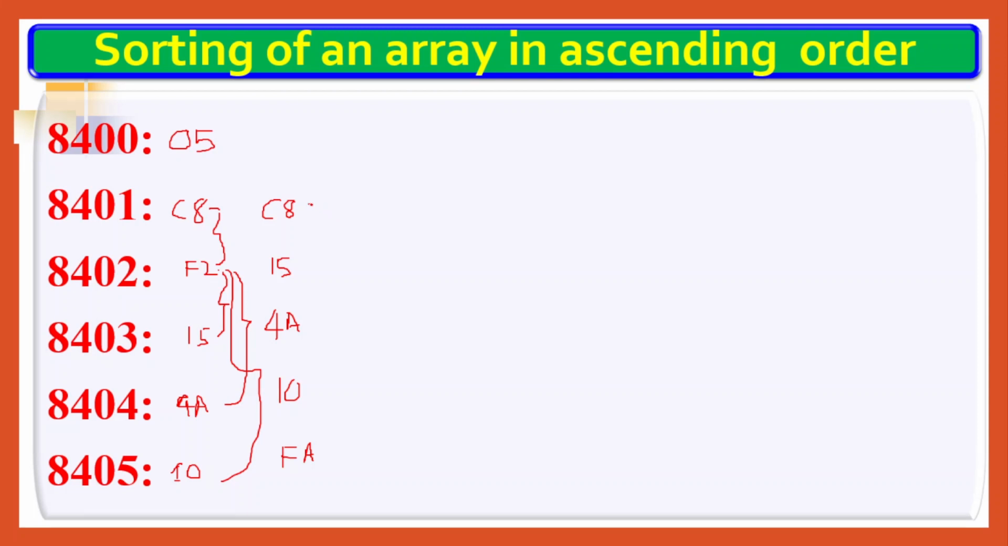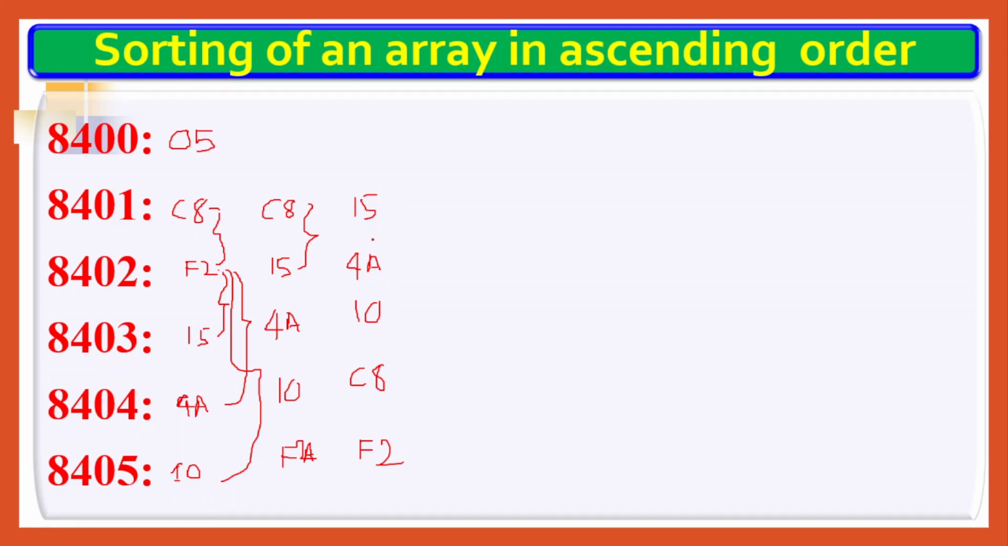Again repeat this process. Between these two, which one is smallest? 15 is the smallest. You take this 15 here. Now compare C8 and 4A. 4A will be the smallest, and you take it here. Now compare C8 and 10. The 10 is the smallest. The next, C8 and F2. C8 is the smallest, then F2 will be maintained as F2. Now we check whether it is arranged or not. No, it is not completed yet.